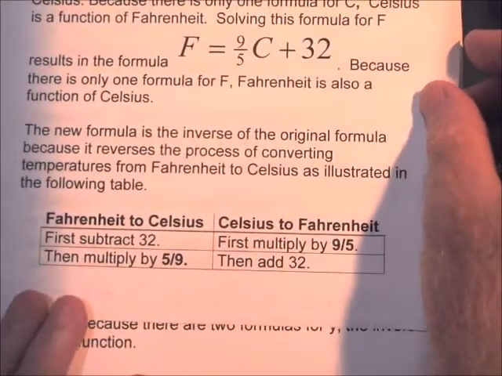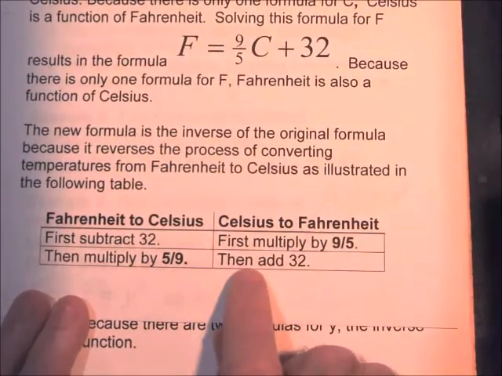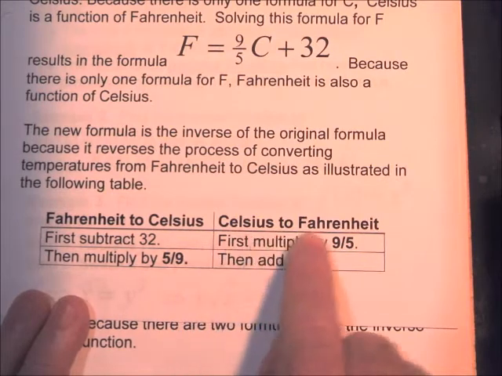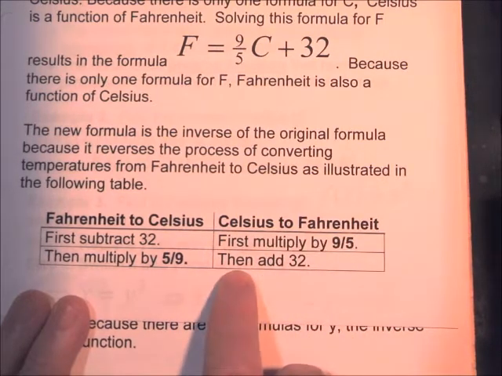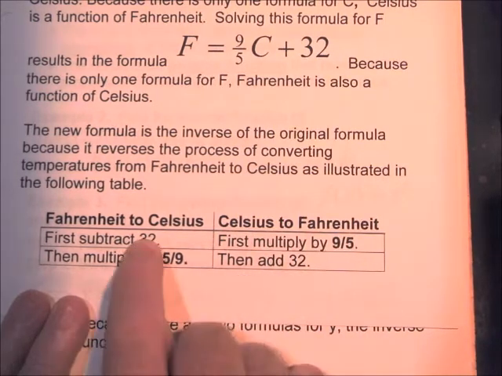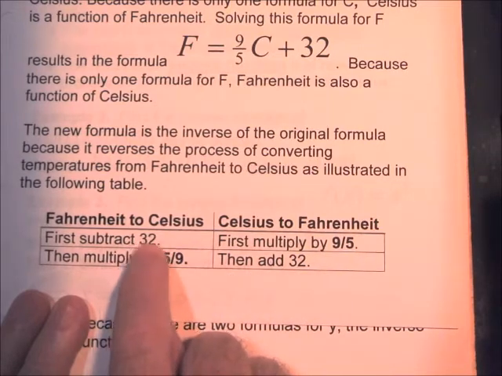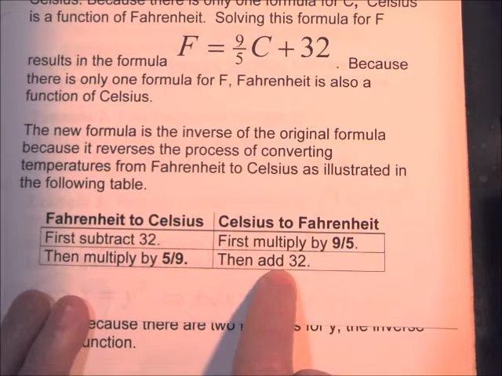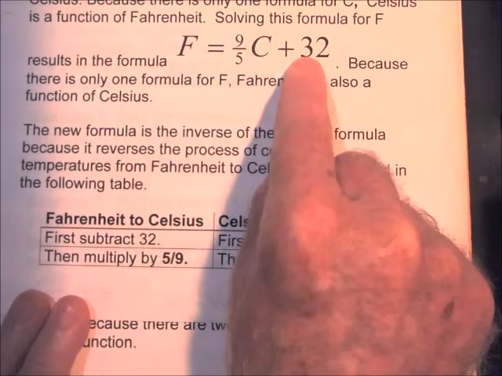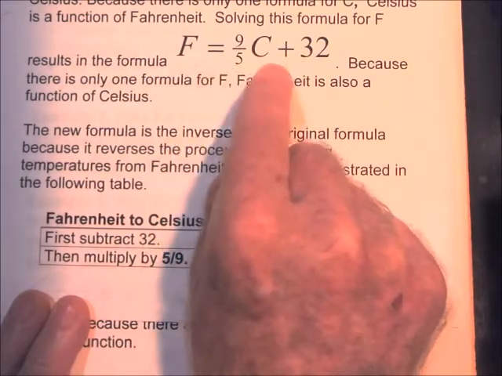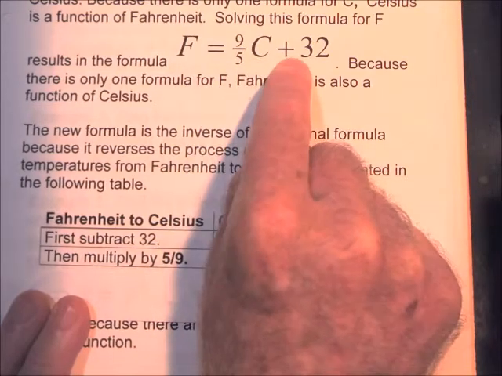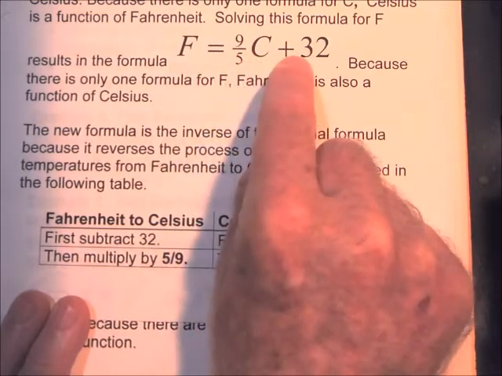And in the formula for converting from Celsius to Fahrenheit, the last thing we do is add 32. So it's a different order. We're doing the opposite operation. We're adding instead of subtracting, and we're doing it last instead of first. So if you look at the formula for Celsius to Fahrenheit, multiplication comes before addition. So we do the multiplication first and then the addition.